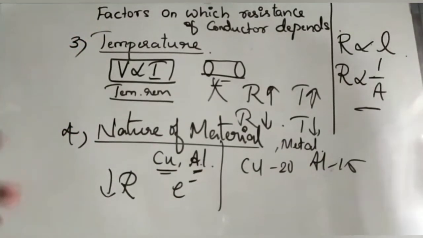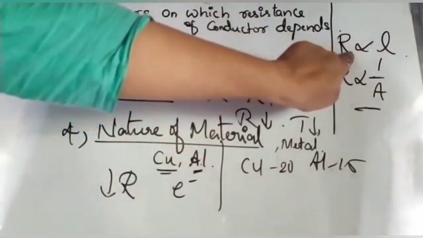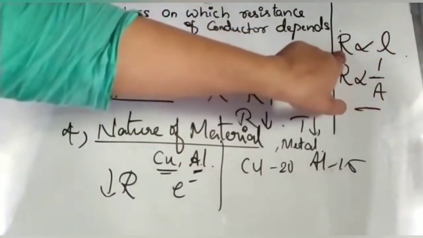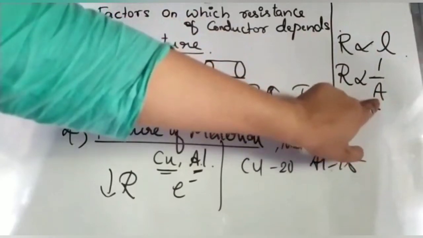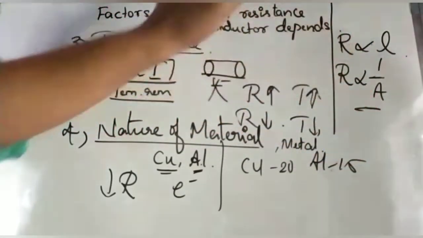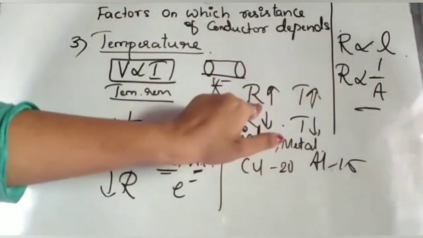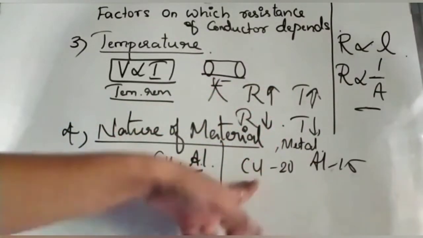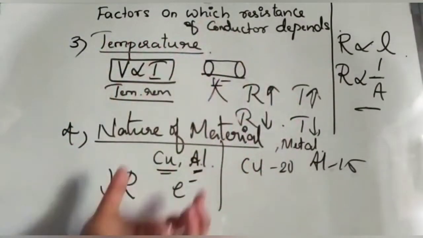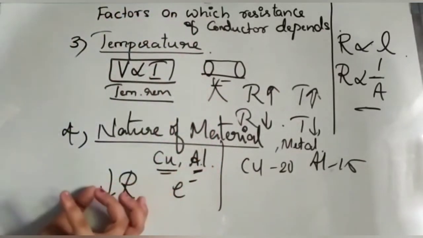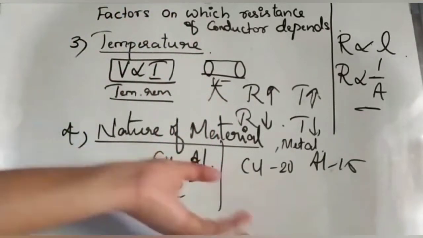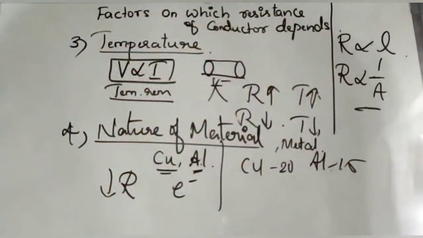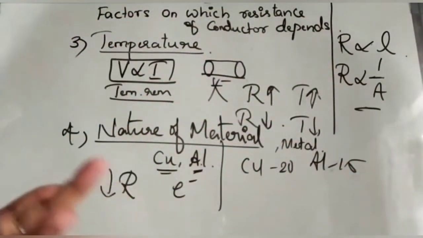And you also have to know how it is related. As length increases, resistance also increases. As area of cross section increases, resistance decreases. As temperature increases, resistance also increases. And nature of material depends on the number of free electrons. If there are more free electrons, resistance will be less. If there are fewer free electrons, you will get more resistance. Okay.